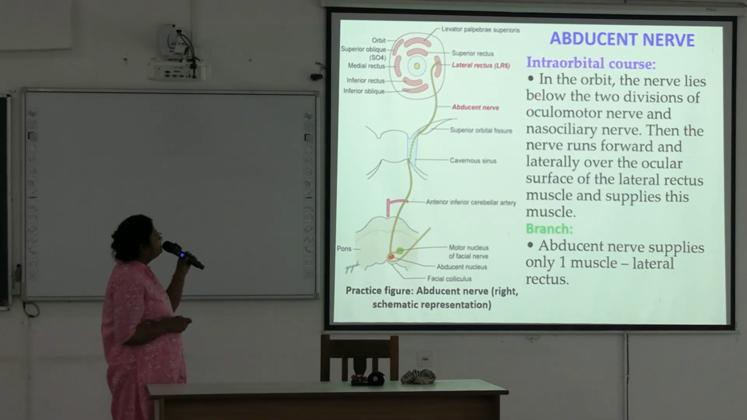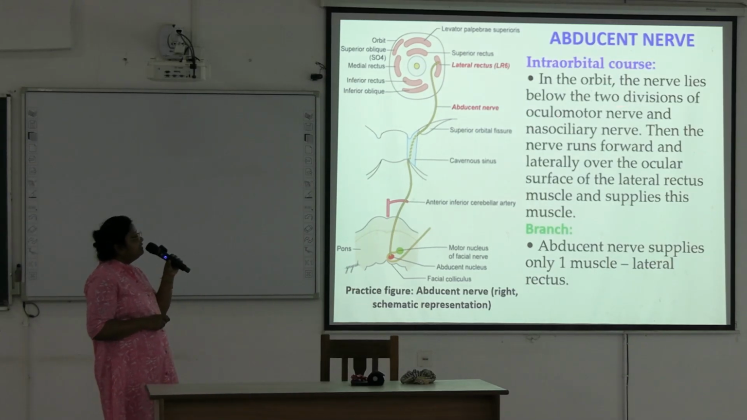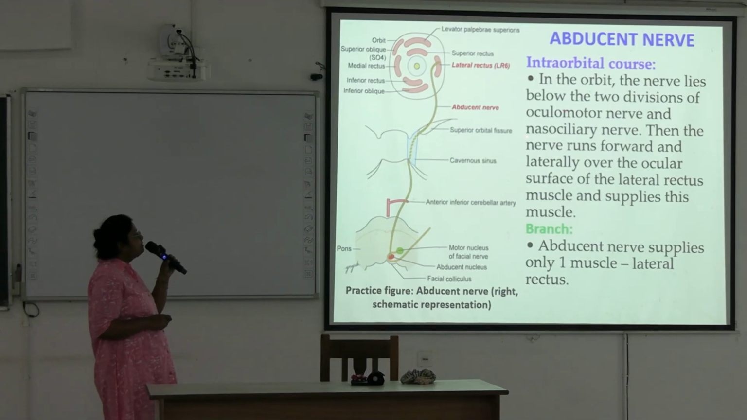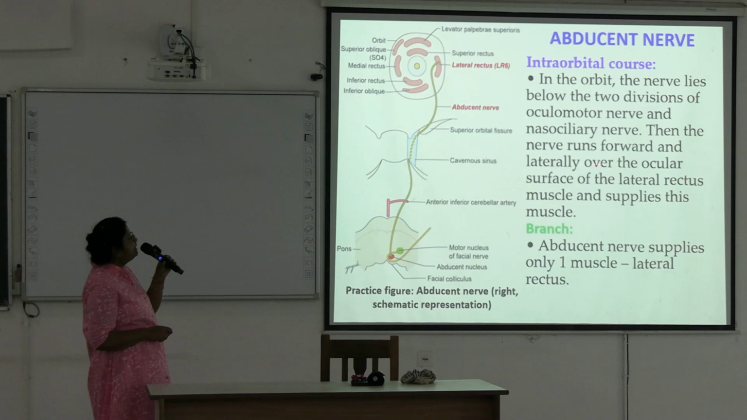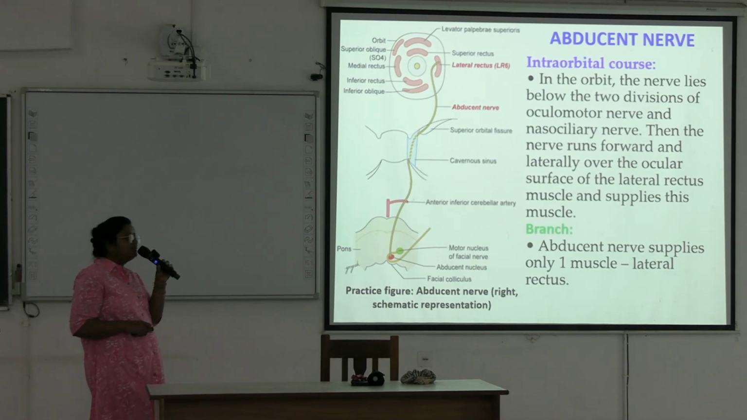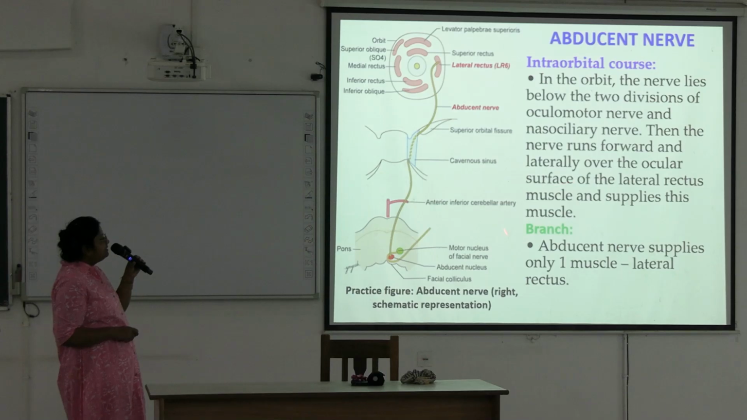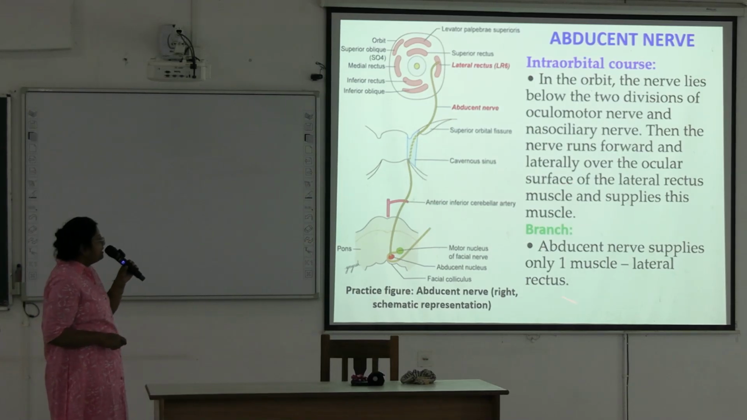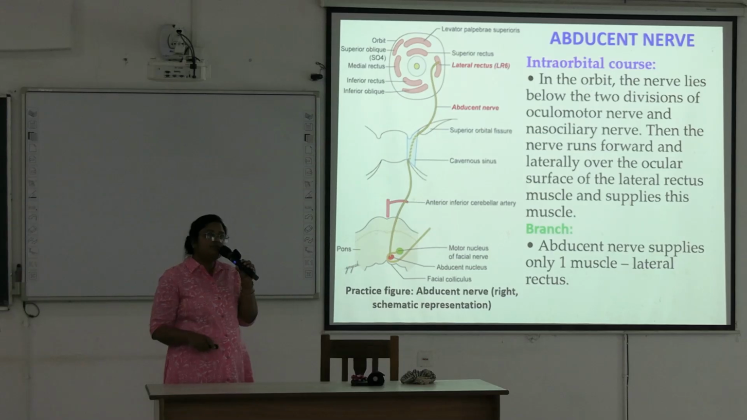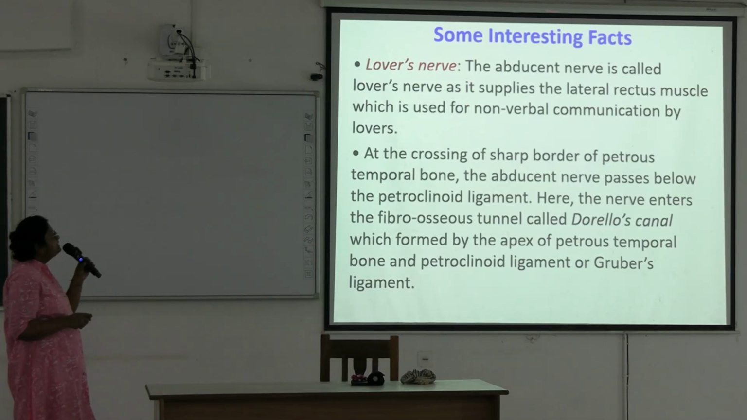Next we are going to the intraorbital course. In the orbit, the nerve lies below the two divisions of the oculomotor nerve and the nasociliary nerve, and then the nerve runs forward and laterally over the ocular surface of the lateral rectus and supplies this muscle. The abducent nerve supplies only one muscle, that is the lateral rectus. This is also known as the lover's nerve.